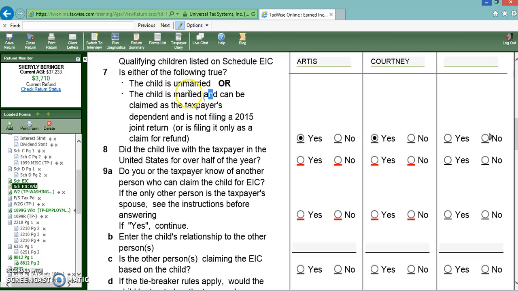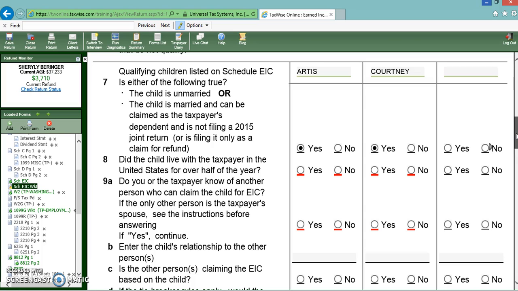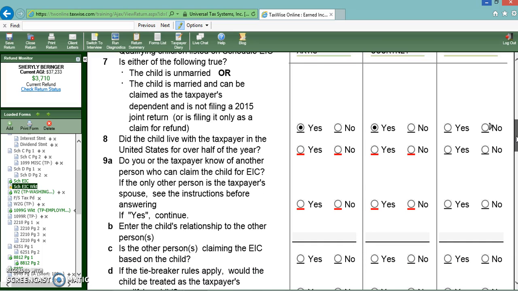Let's just look at the other question, just so you know. The child is married and can be claimed as a taxpayer's dependent and is not filing a 2015 joint return. This is, if you remember the dependency exemptions, one of the requirements: whoever the taxpayer is claiming as a dependent must not file a joint return unless they're filing it specifically to get a refund, or there will be no taxes due.